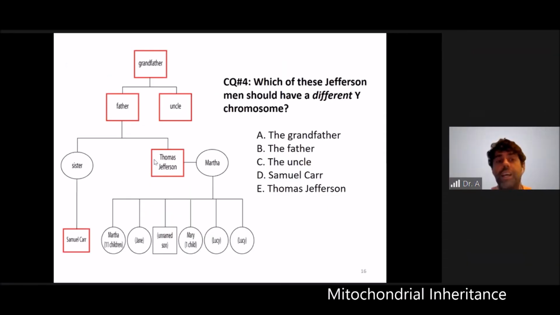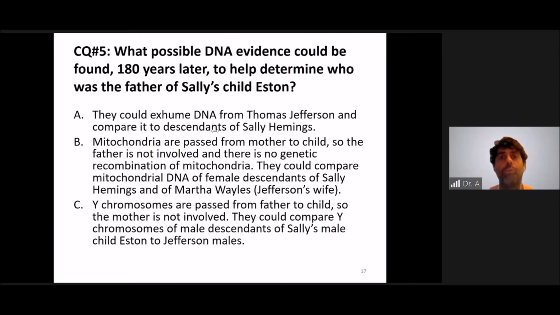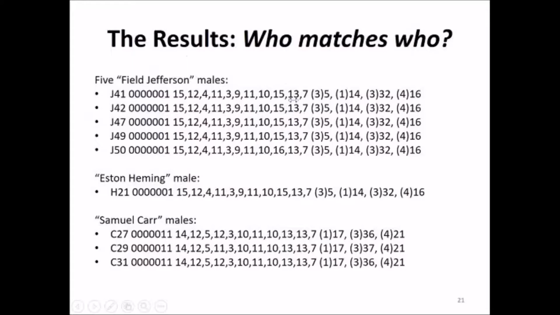Thomas Jefferson doesn't have any sort of relation with his sister in having an offspring. So this would not be the source of the same chromosome. It has to be coming from a different individual. Excellent.